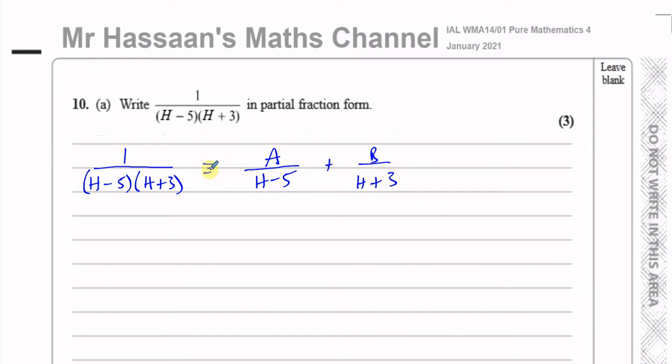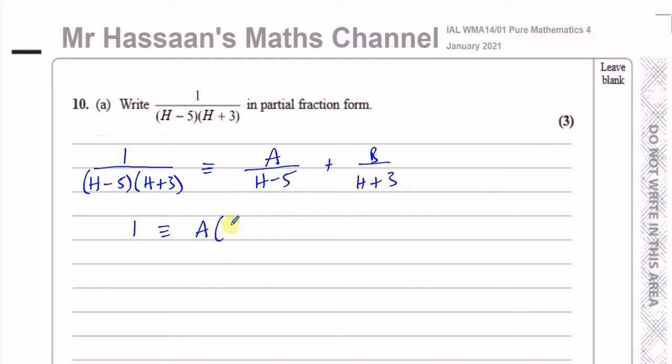Now this is an identity. They're both identical to each other. I want to get rid of the fraction, so I'm going to multiply both sides of this identity by the LCM of the denominators, which is h minus 5 times h plus 3. On this side, I end up with 1 because they cancel out. If I multiply this term by h minus 5 times h plus 3, the h minus 5 part cancels out.